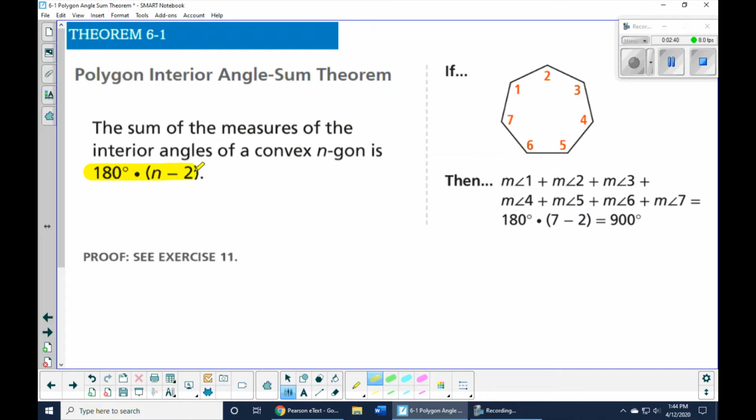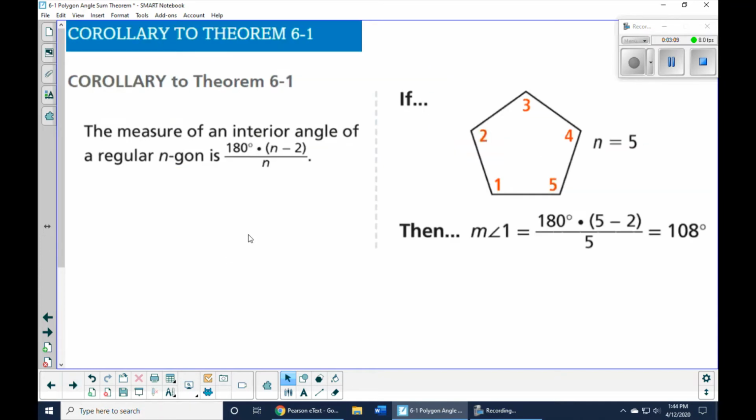180 degrees times n minus 2, where n is the number of sides. Here's an example. There are 7 sides, or angles, in this particular polygon. So if we do 180 times 7 minus 2, that leaves us with 900 degrees, meaning there are 900 degrees inside of that polygon.